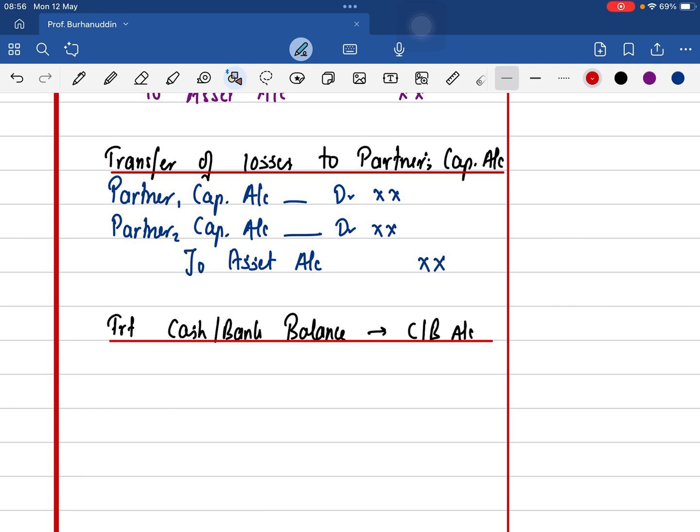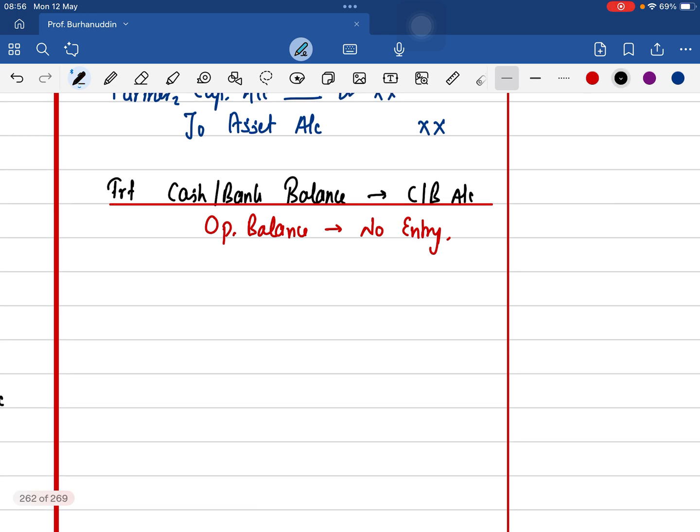And we do not have an entry for opening balance. This has been taught in your 11th standard. So for opening balance there is no entry. So here, when you transfer the cash account to cash account, there is no entry. Transferring the bank account to bank account, there is no entry. This is an opening balance. So there is no entry. Sure? Yes, sir.